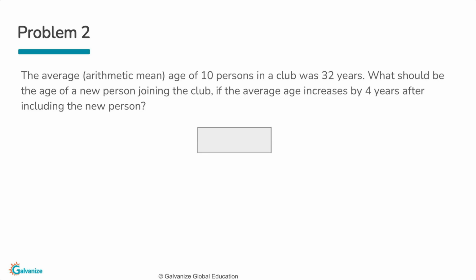So the average, arithmetic mean, age of 10 persons in a club was 32 years. What should be the age of a new person joining the club if the average age increases by 4 years after including the new person? Try it out.